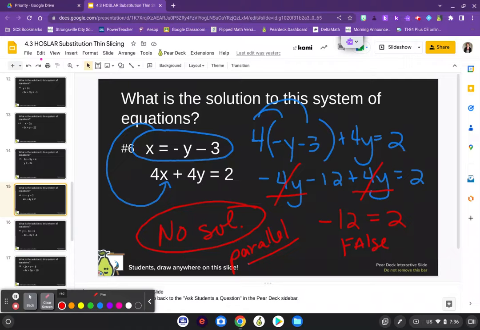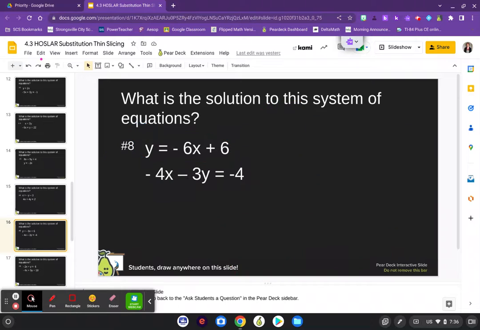Okay, I'm going to take us to a problem that would be similar in that y is equal to negative 6x plus 6, and so I would substitute or replace the y in the other equation with what it is equal to. But I actually want to take us here to this problem.